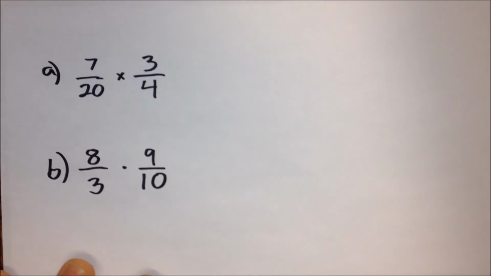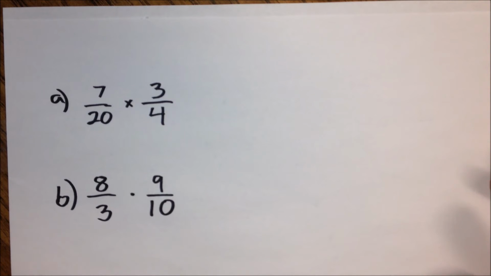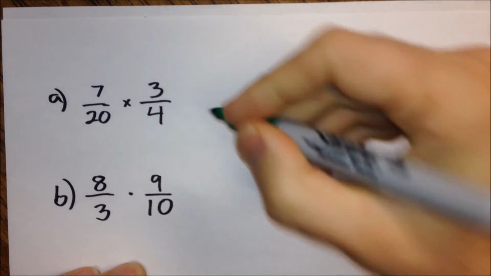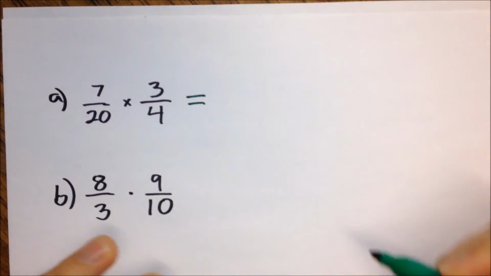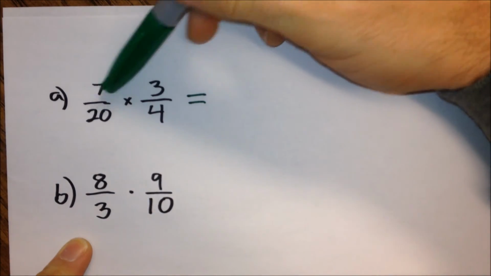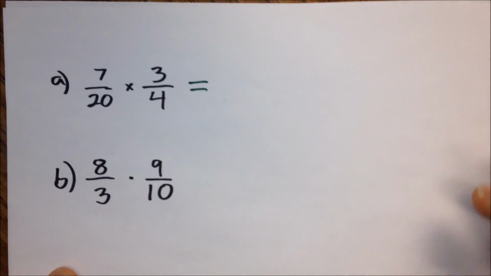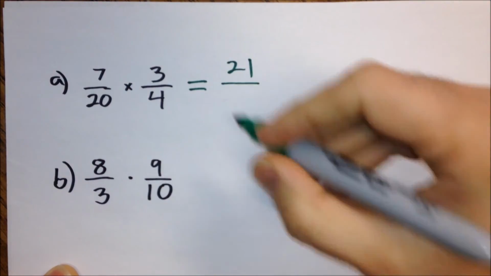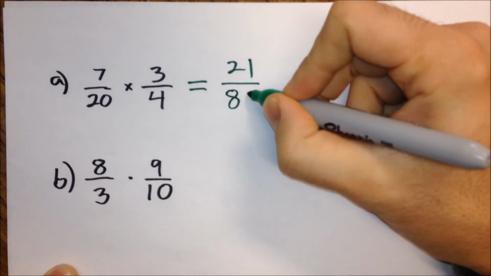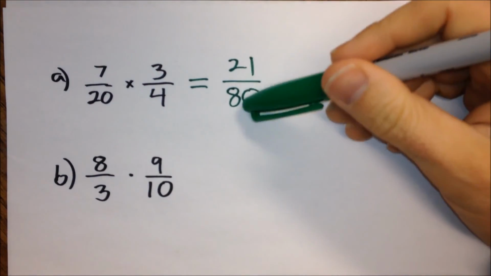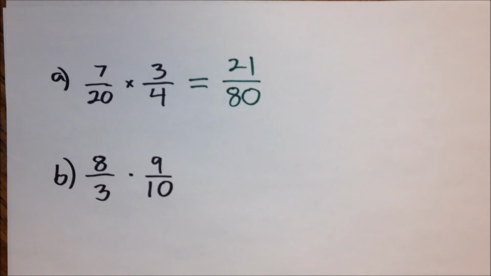Okay, and we're back. Hopefully you gave those a really good effort, and let's look at each one individually and see what we can get for our answer. Let's look at this first problem. The first problem ends up being quite a bit simpler than the second problem because we simply multiply across. You multiply the 7 and 3 and get 21. You multiply the 20 and the 4 and you get 80. And this is as simple as it gets because there's no simplifying, there's no canceling going on here.